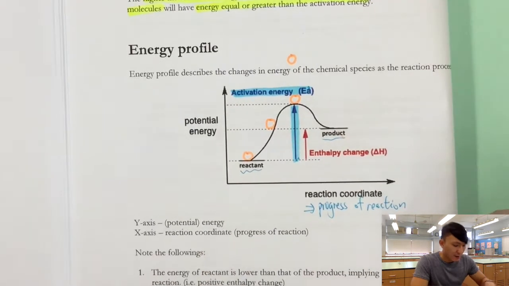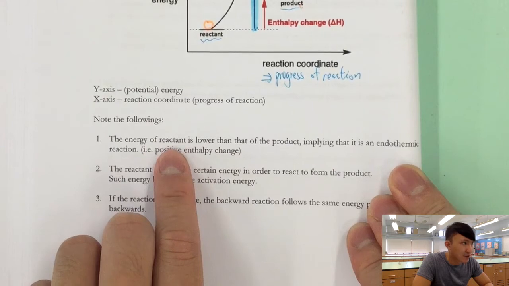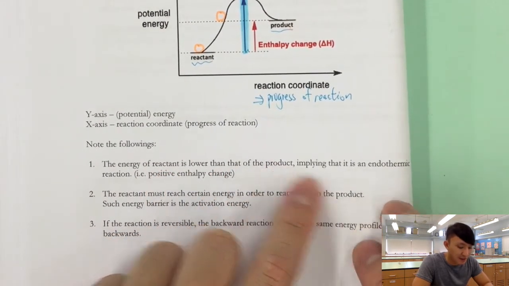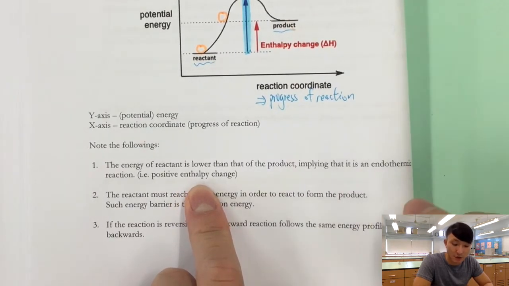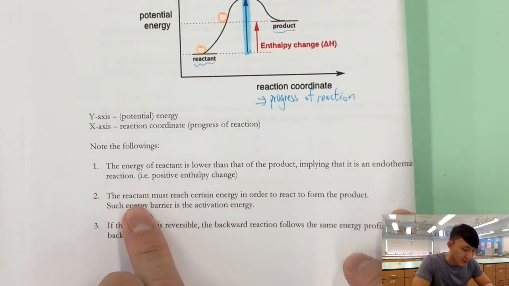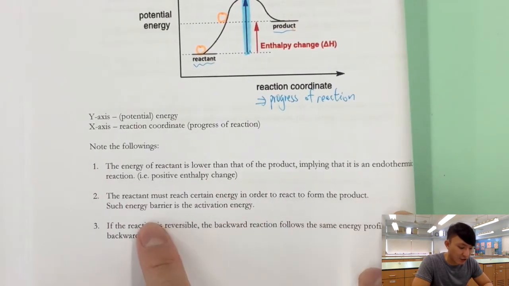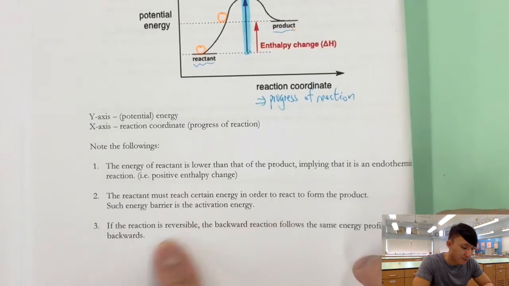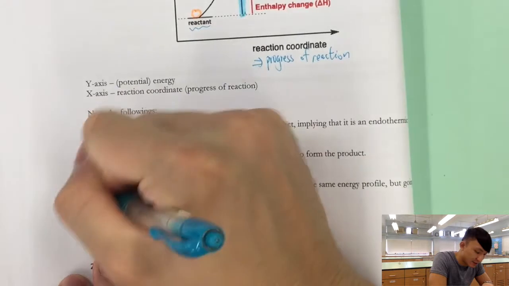Now down here, you notice that, first of all, the energy of the reactant is lower than the product. That means it is an endothermic reaction with a positive enthalpy change. This one we have talked about before, just to refresh your memory. Now down here, the reactant must reach a certain energy in order to react to form a product, and such an energy barrier is called the activation energy, EA. Okay?